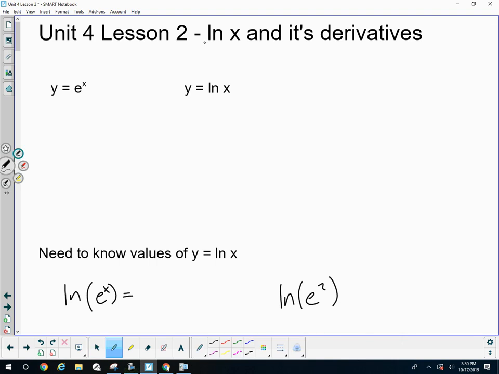We're going to now look at the natural log function. This is the natural log function. I will call it log from here on out, but it's the natural log, so log of base e. Logs were invented to help us. Do not be intimidated by the natural log function or logs in general. They are there to help us.